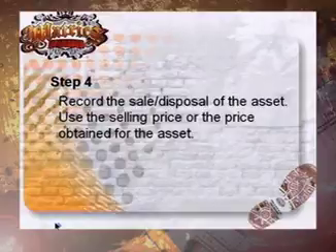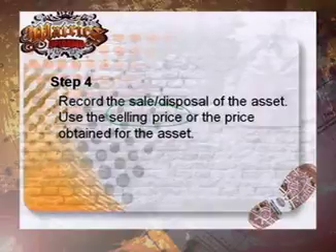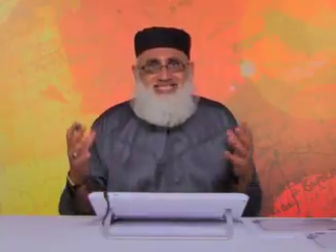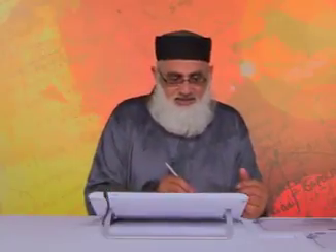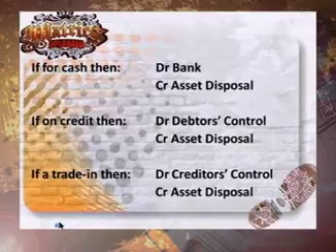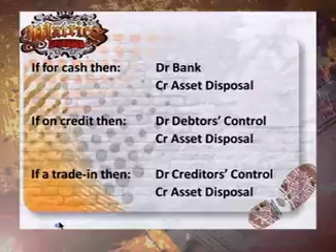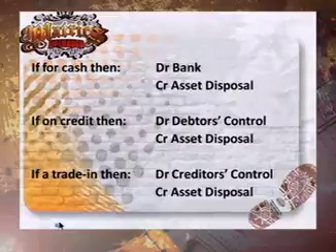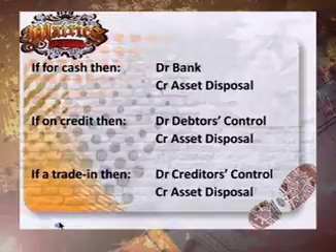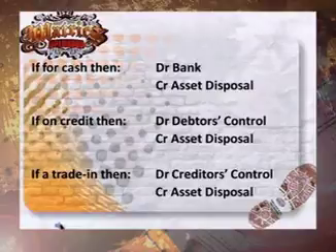Record the sale or the disposal of the asset using the selling price now or the price obtained for the asset. In other words, what was the asset disposed for? Okay, and here, what are we going to do? If the asset is sold for cash, we debit bank and credit asset disposal. If it isn't credit, we debit the debtors control and credit asset disposal. Notice in each case, the debit changes, the credit remains the same. If it's a trade-in, we debit the creditors control and credit asset disposal.